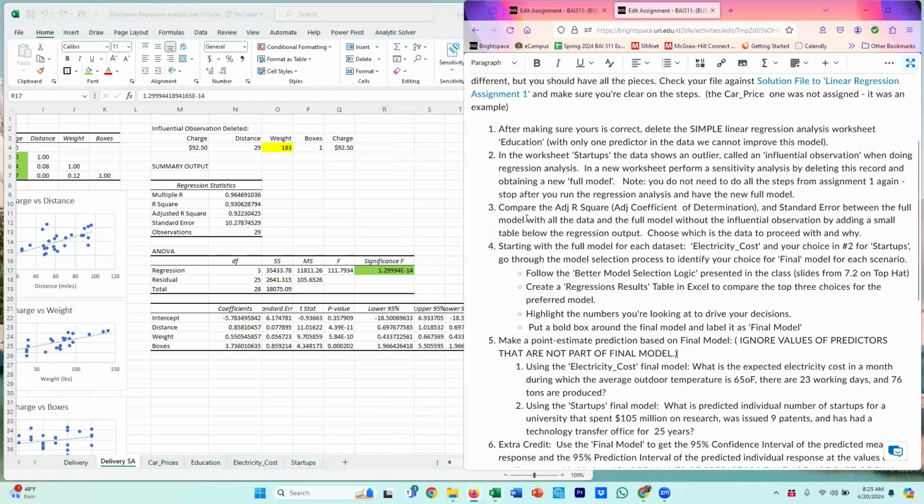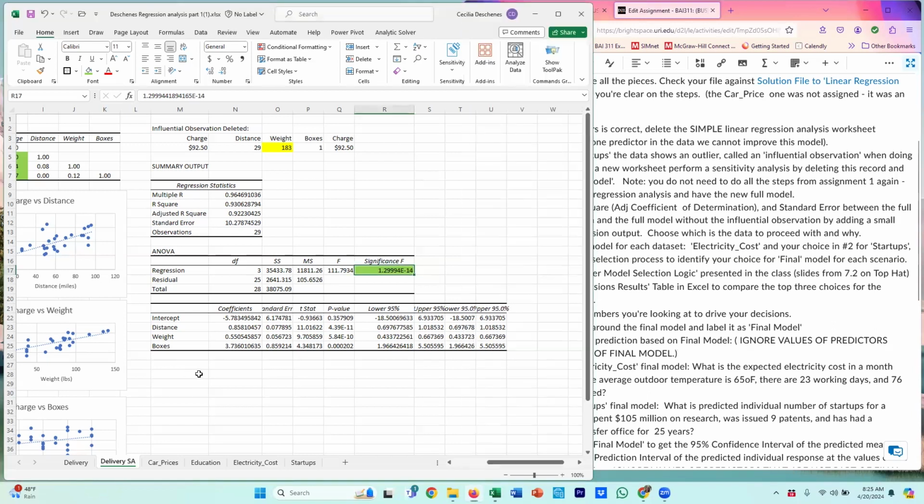We are going to compare the adjusted R-squared and the standard error between the full model with all the data and the full model with the influential observation. And we're going to do a little regression table output. Okay, so let's go here. We'll start with the full model. They're both full models, so let's just say all data is what we're going to use.